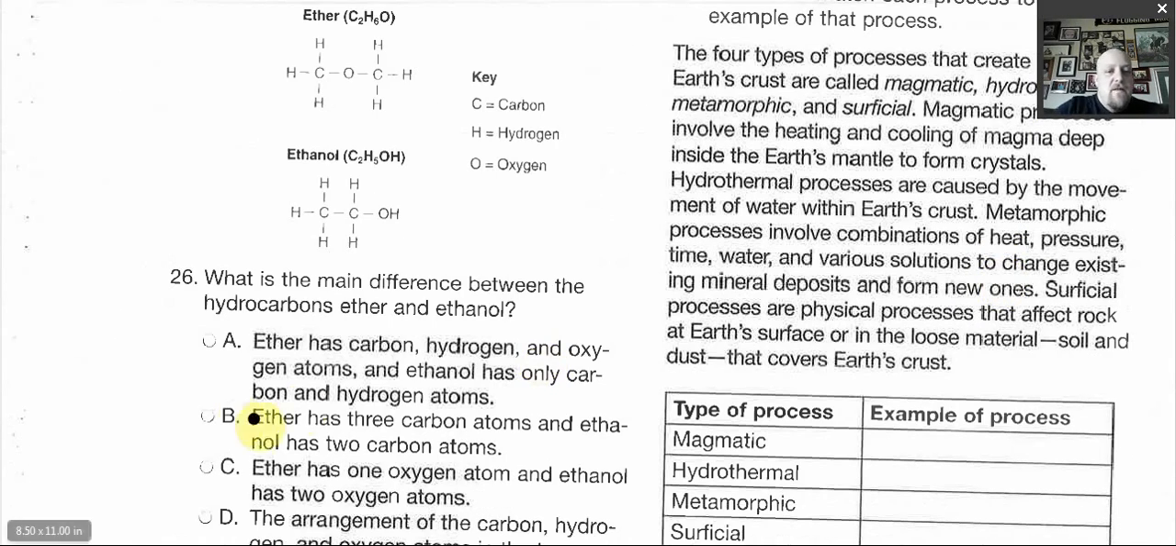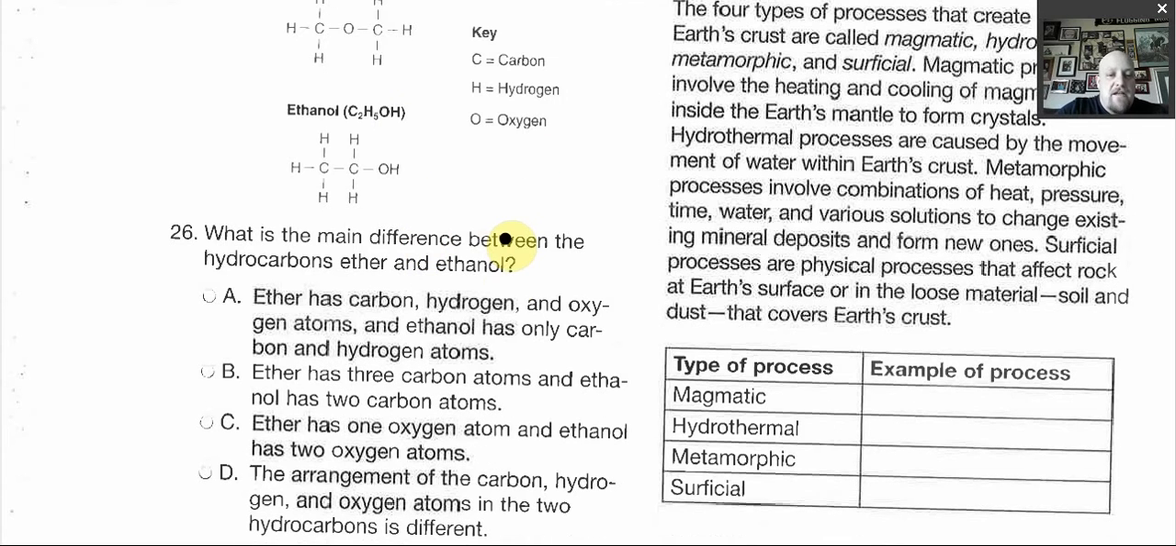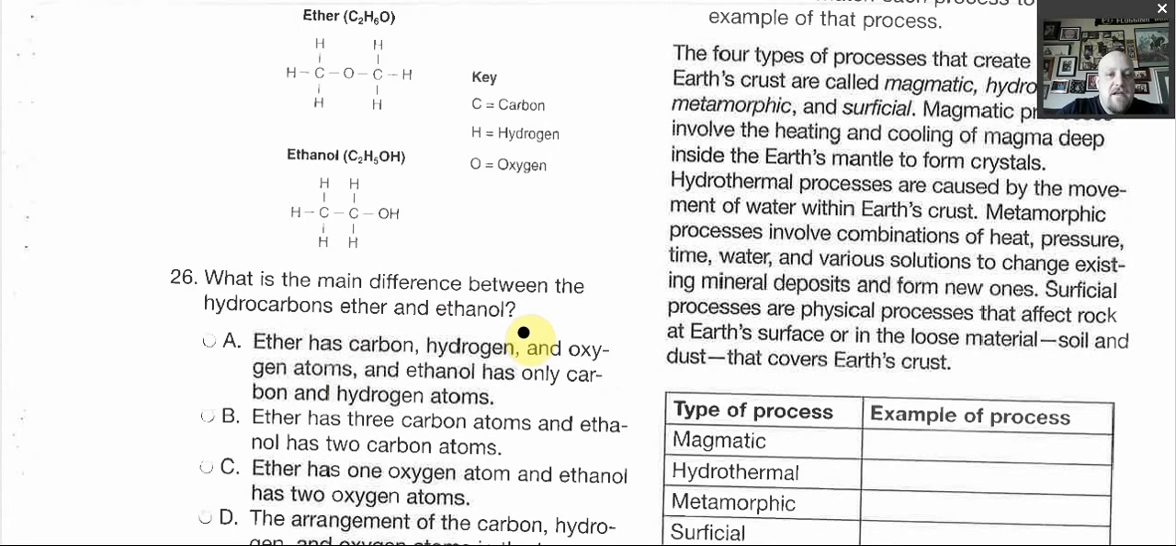So if you look at this, what is the main difference between the hydrocarbons ether and ethanol? So we have ether and ethanol. You can look, it's C2H6O, C2H5OH. So this one, there's a little bit more. Ether has carbon, hydrogen, and oxygen atoms, and ethanol only has carbon and hydrogen atoms. So ether is carbon, hydrogen, and oxygen. Ether has carbon, hydrogen, and it also has OH.